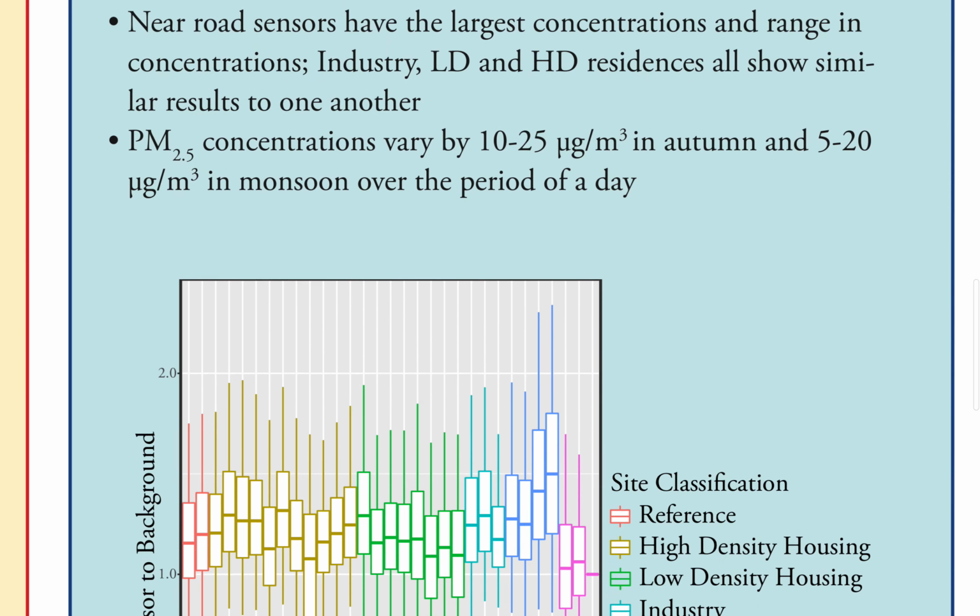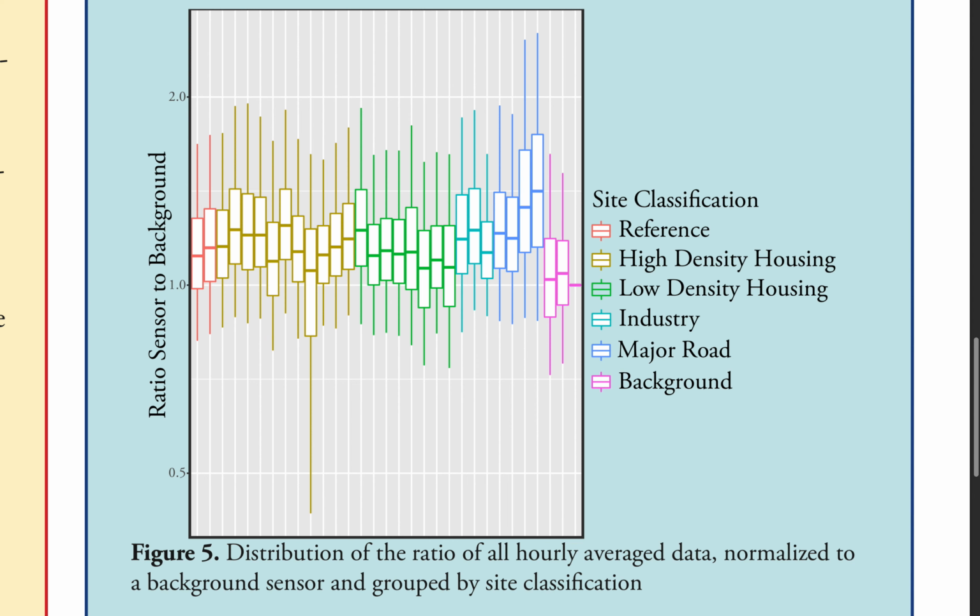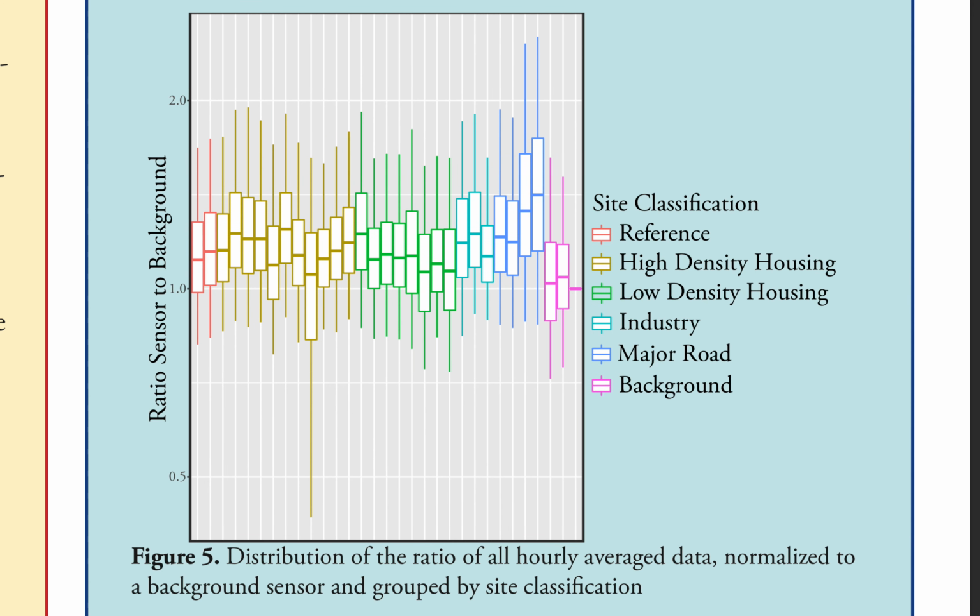Finally, Figure 5 explores the ratio of each sensor to a background sensor. Every hourly point of each sensor was divided by the corresponding point of the background sensor, and the resulting box plot was plotted. On the y-axis, a value of 1 means that the hourly average concentration of one sensor is exactly equal to that background sensor. The box shows the spread between the 25th and 75th percentile, and the whiskers show the 5th and 95th percentiles.